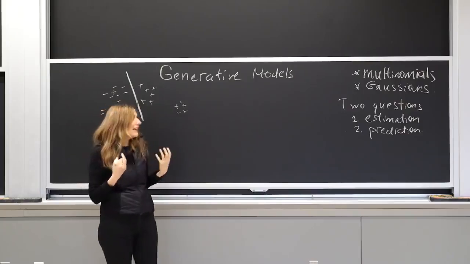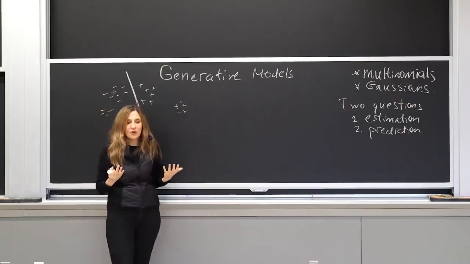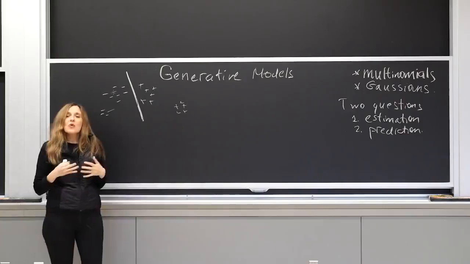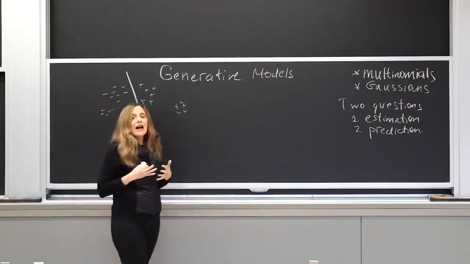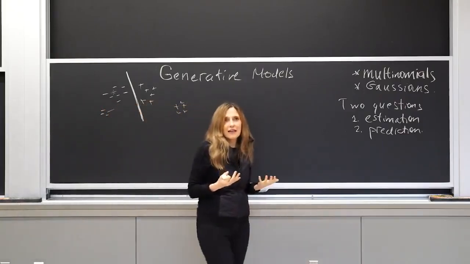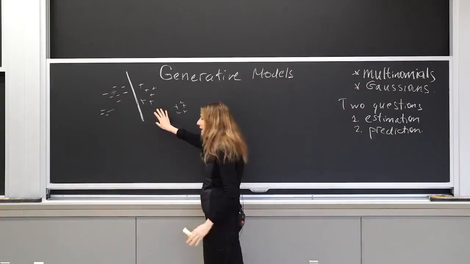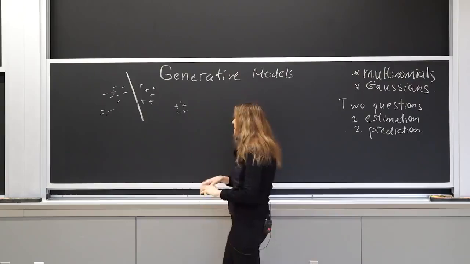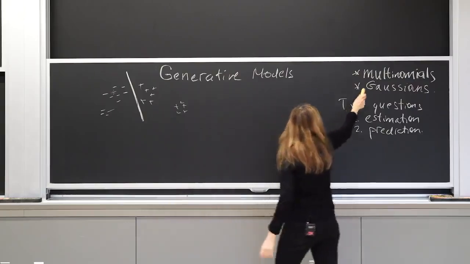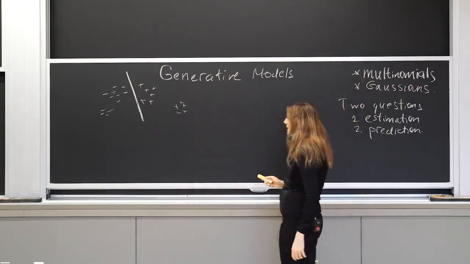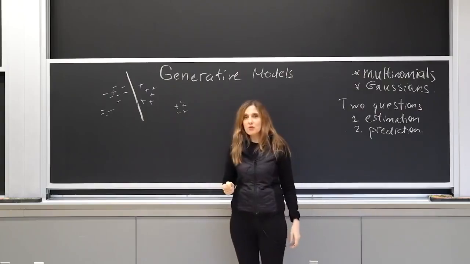Okay? But again, before we can go to the question of prediction, we need to start by thinking: how can I find the right type of distribution to describe each class? And the first thing that I will do, as I wrote here, is start with one class of models which are called multinomials. Okay?